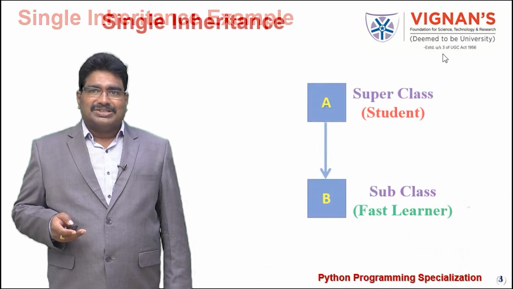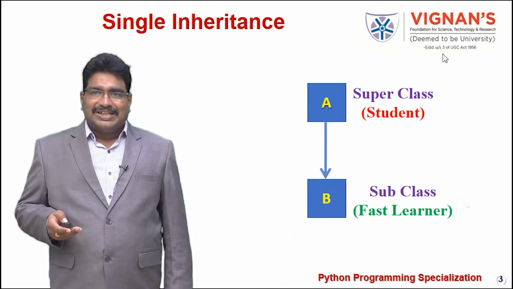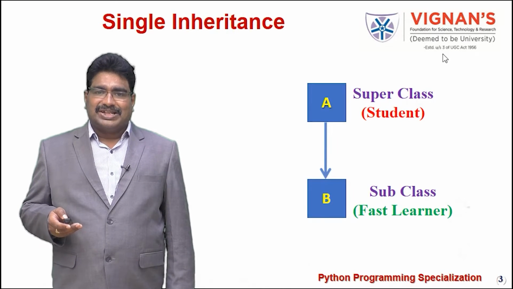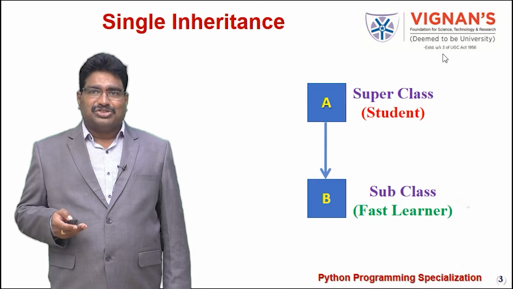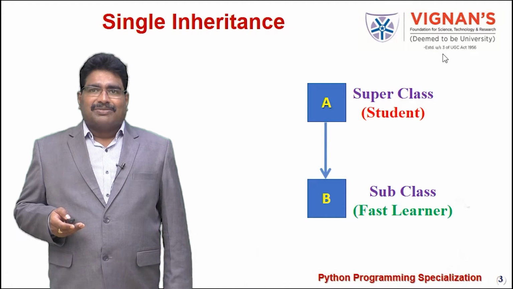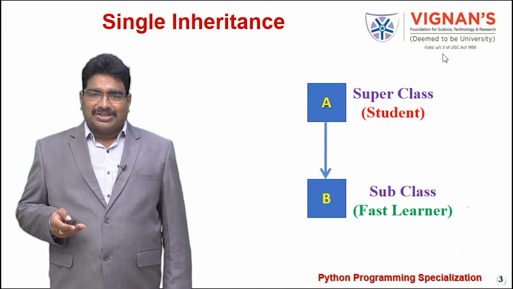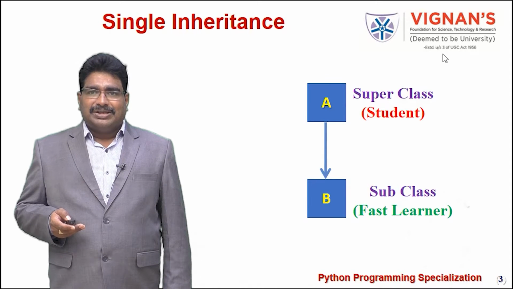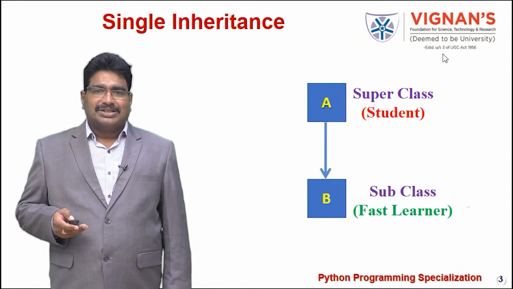We will discuss single inheritance. Single inheritance is nothing but a class derived from a parent class. Here we are assuming that A is the base class or the parent class. From that class, we want to derive a class B. So automatically, class B inherits the attributes and the methods from class A.